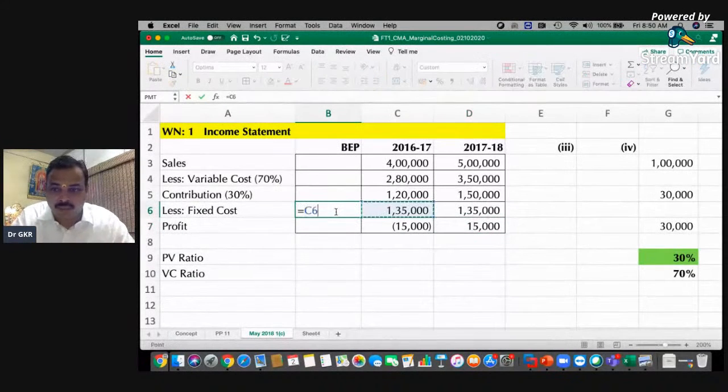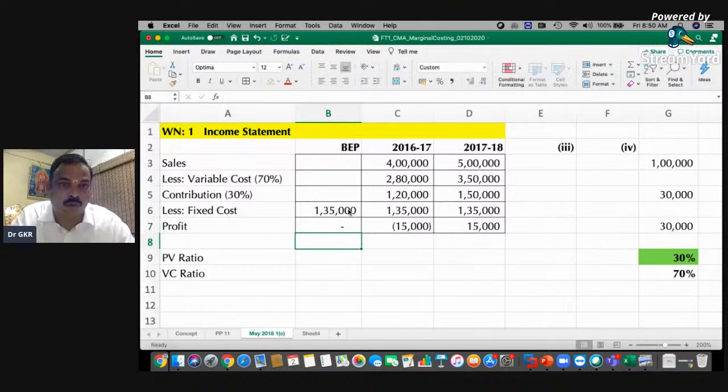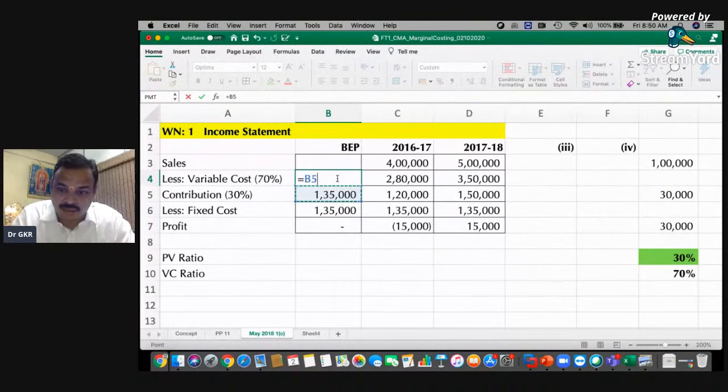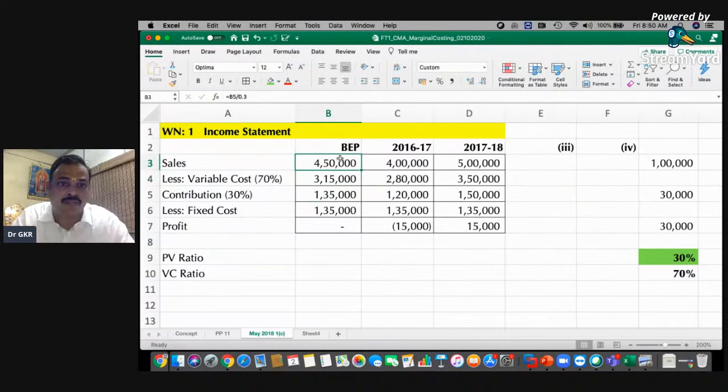Now, for break-even point also the same fixed cost. Profit is 0. Your contribution is also the same as fixed cost. Contribution is 30%. So this divided by 0.3, into 70%, that will be your variable cost. The variable cost is 350. So naturally your contribution divided by 0.3 will be your sales. 4.5 lakhs. On that 70%, 3 lakh 15,000. 1 lakh 35,000 is your contribution. That is fixed cost. Subtract, you get profit. That is your break-even point.